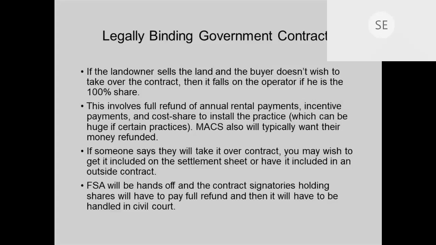So what I would encourage people to do is, if you're working out an agreement between landowner and operator, make sure that this is written down. And sometimes it can be seamless because the buyer will want to take over, and that's great and that's wonderful. And in that vein, I would encourage the landowner or whoever's handling the land transaction to get it included on the settlement sheet or whatever other legal document would cover you, because what we do is we go hands off. And unfortunately, we ask for the money back, and then it has to be handled in civil court.